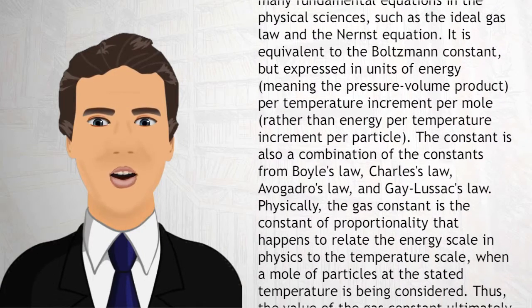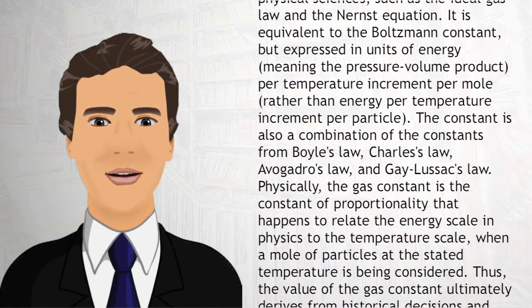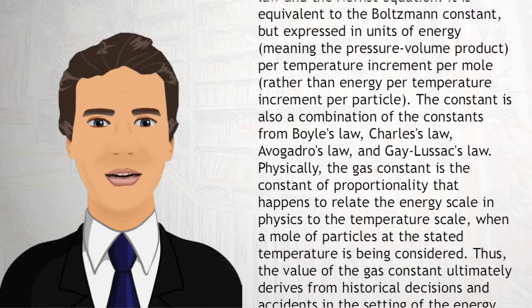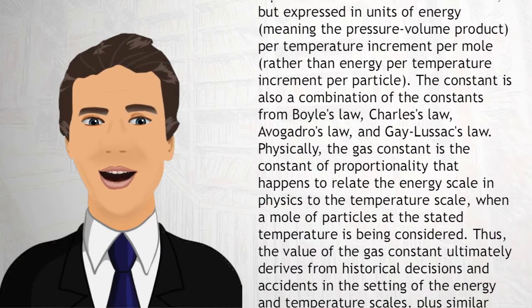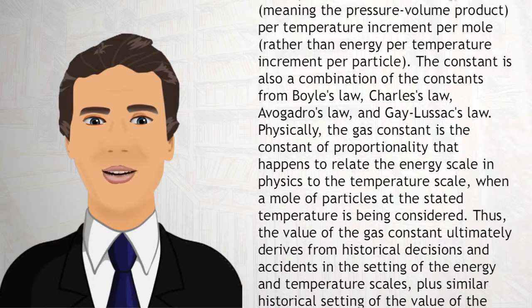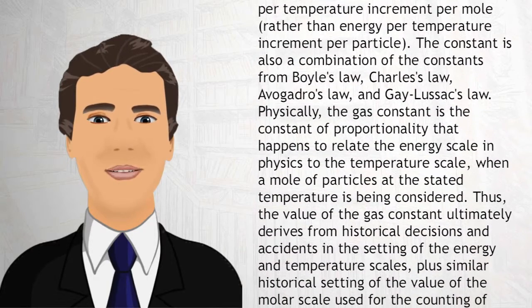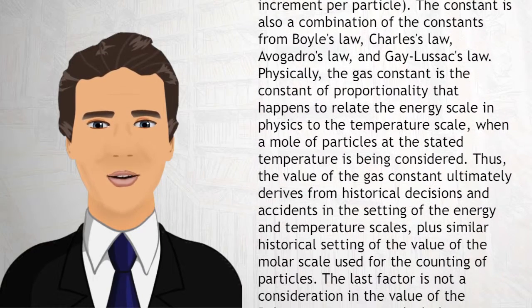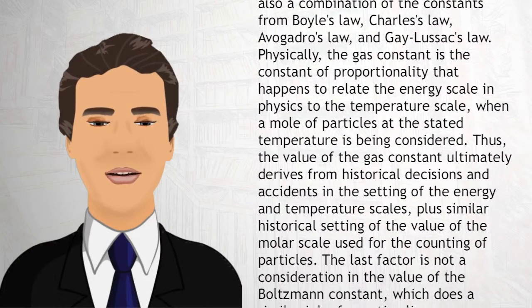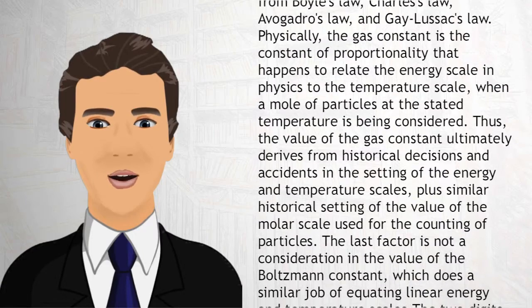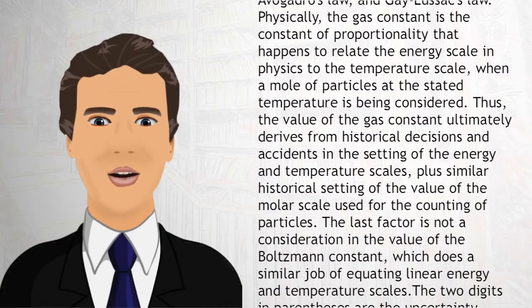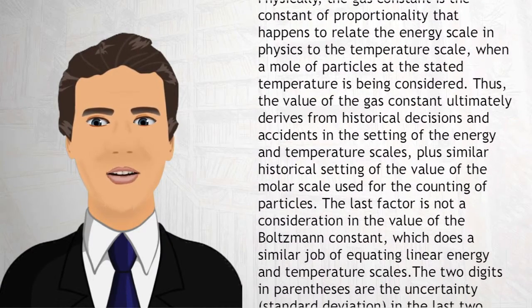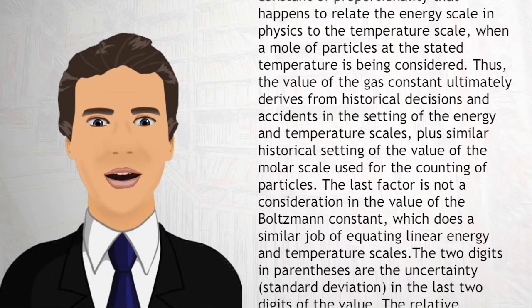Physically, the gas constant is the constant of proportionality that happens to relate the energy scale in physics to the temperature scale when a mole of particles at the stated temperature is being considered. Thus, the value of the gas constant ultimately derives from historical decisions and accidents in the setting of the energy and temperature scales, plus similar historical setting of the value of the molar scale used for the counting of particles.